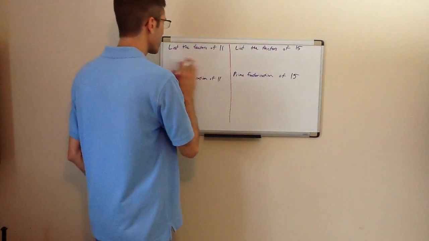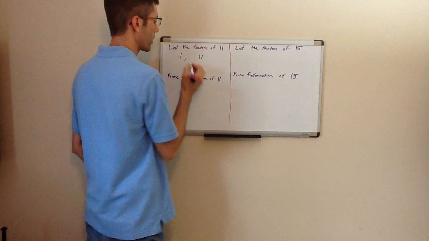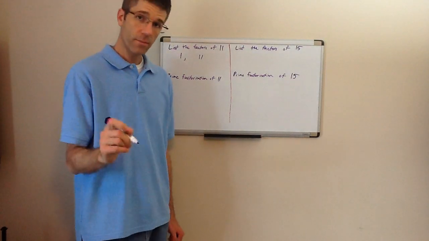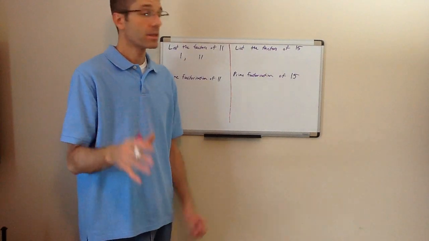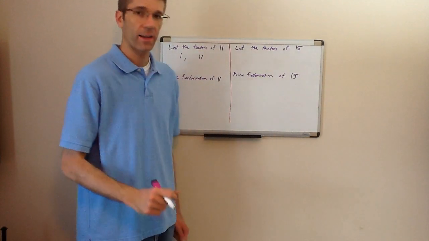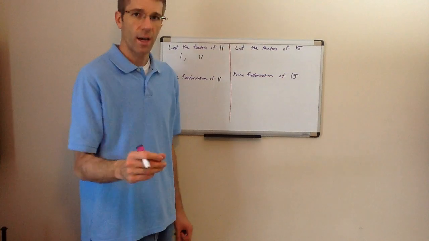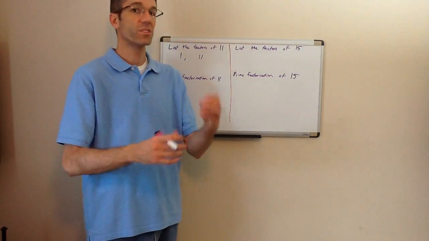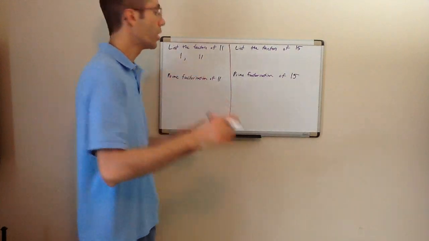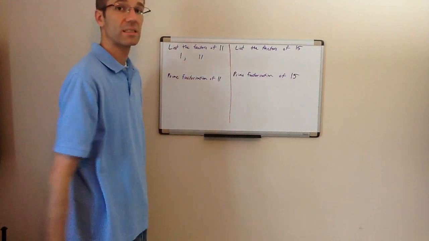So, list the factors of 11. Well, 1 and 11. Okay. 11, already told you, it's prime. 2 does not divide 11. 3 does not divide into 11. 4, no. 5, no. 6, no. 7, 8, 9, 10, no. 1 and 11, that's it.